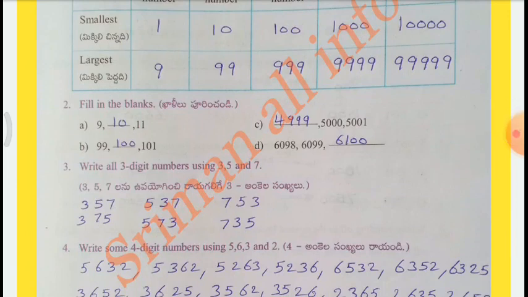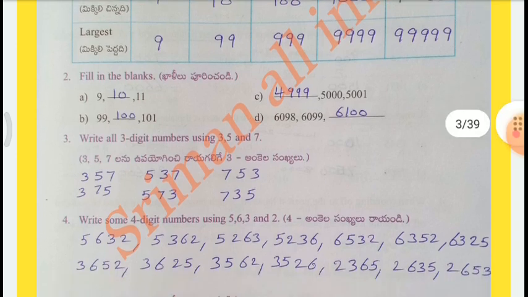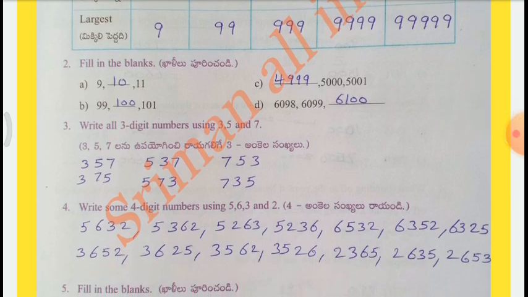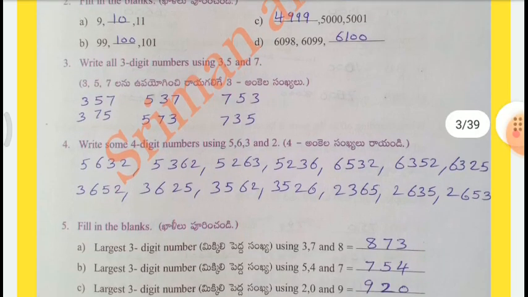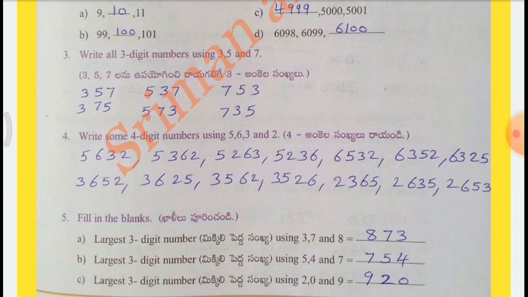Fill in the blanks. 9, 10, 11. 99, 100, 101. 4,999, 5,000, 5,001. 6,098, 6,099, 6,100. Write all 3 digit numbers using 3, 5, 7. 357, 375, 573, 753, 735. Write the 4-digit numbers using 5, 6, 3, and 2.